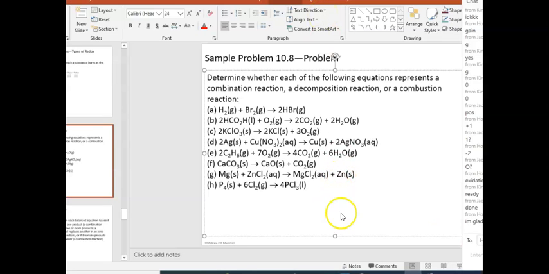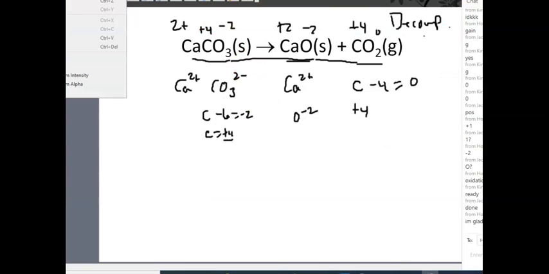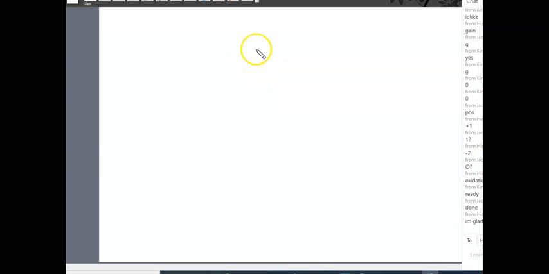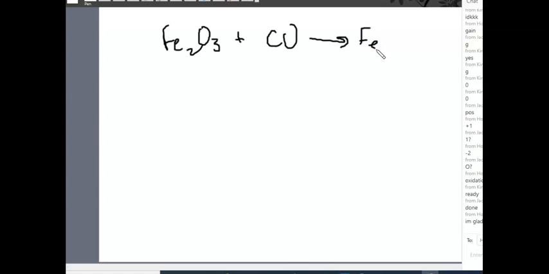Let's actually do one where I know there's an answer. So sorry about that. Let's do this one: Fe2O3 plus CO forms Fe plus CO2.